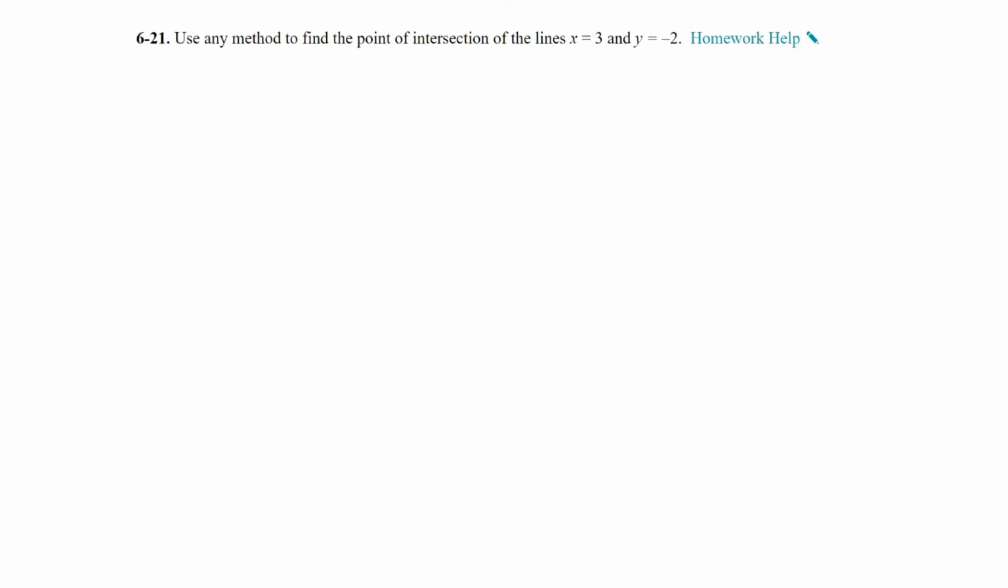Question 21, use any method to find the point of intersection of the lines x equals 3 and y equals negative 2. Now, we've done this before with substitution and elimination, and it's worked fine. Now we're looking at this, and it's like, well, what are we substituting, and what are we eliminating? Because x equals 3 is a vertical line. So at x equals 3, here's your vertical line. Instead of solving this algebraically, I want to show you this graphically.